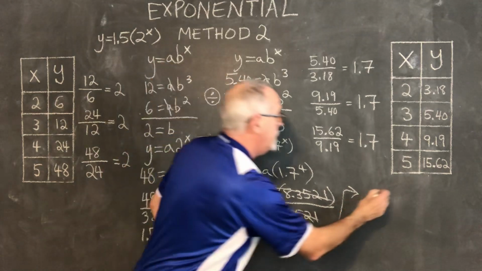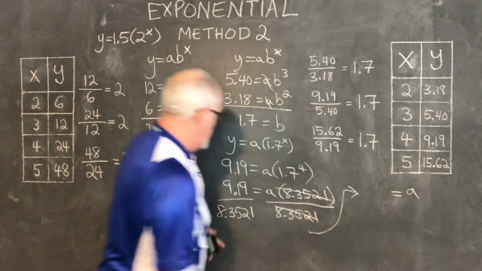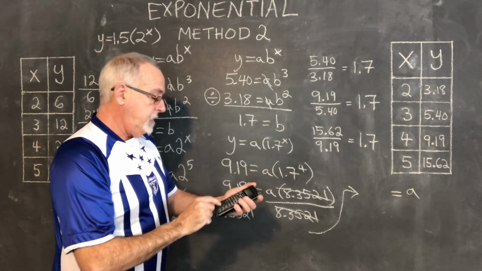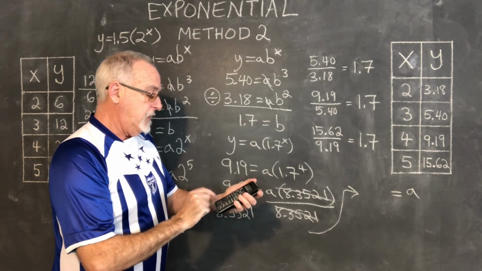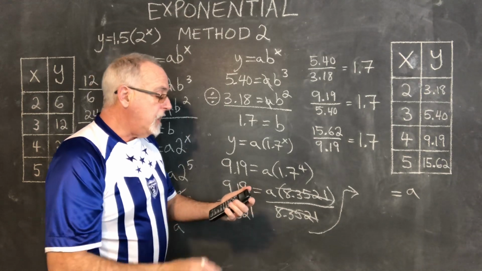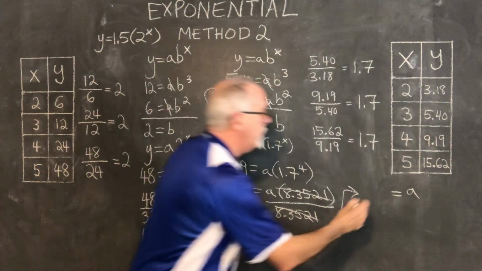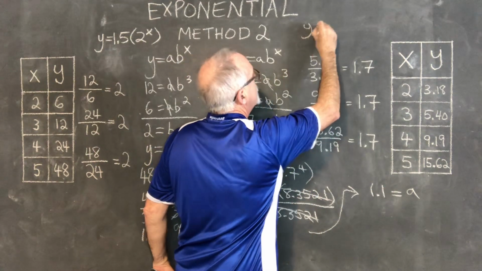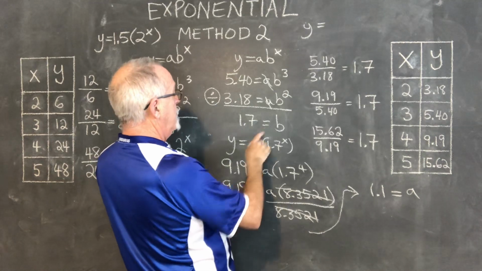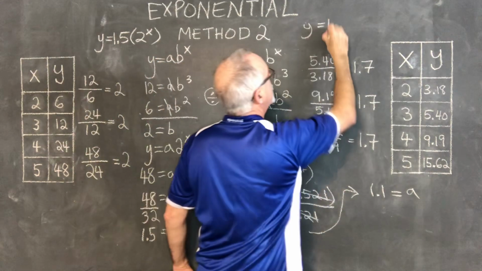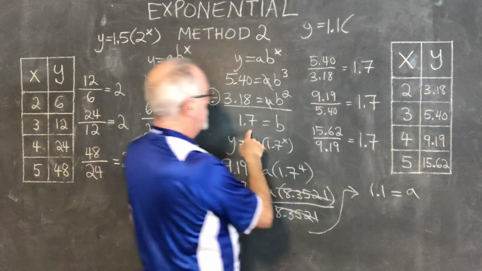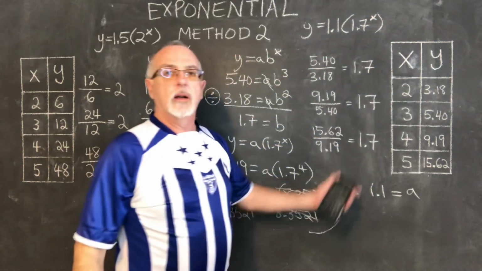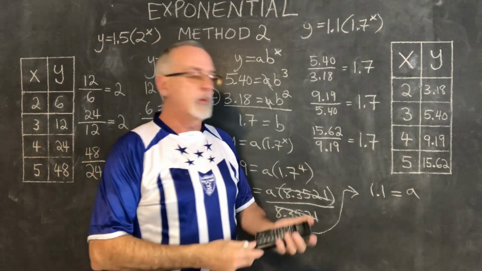A is isolated, and it is equal to 9.19 divided by 8.3521. That's 1.100, it rounds to 1.1. Therefore, our equation is going to be y equals, where's my a? My a is the 1.1. Y is equal to 1.1 times 1.7 to the x. And yes, I can plug values into that equation in order to answer more questions.